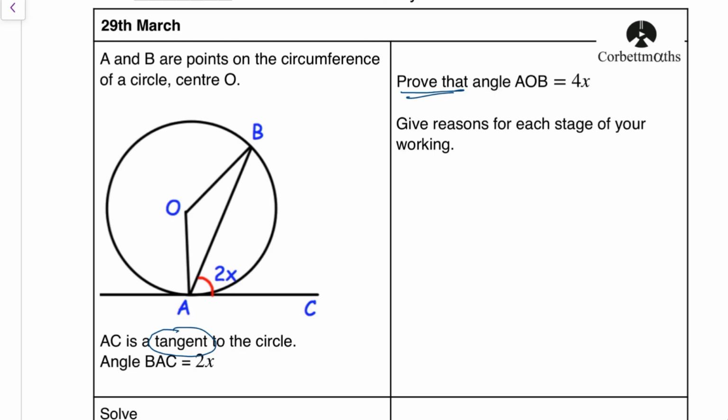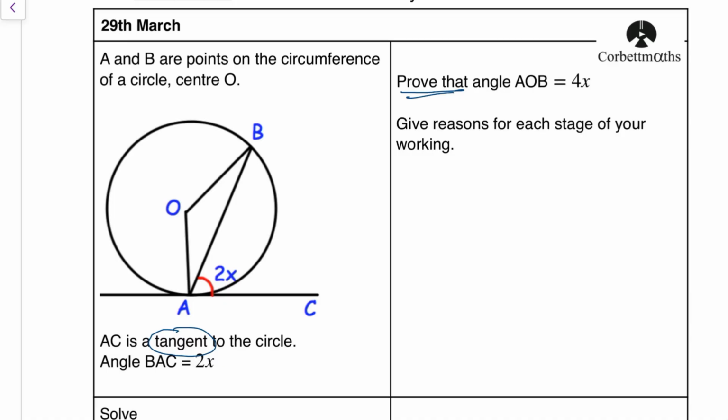Prove. Now, again, if you see my other videos, you'll know I give brief descriptions. I talk to it. I don't write a lot of stuff down because otherwise you're just watching me write a lot of stuff down. Prove that angle AOB equals 4x. So angle AOB is this angle here, and I need that to be 4x. Now, I'm going to talk about this and then I'm going to write some stuff afterwards.